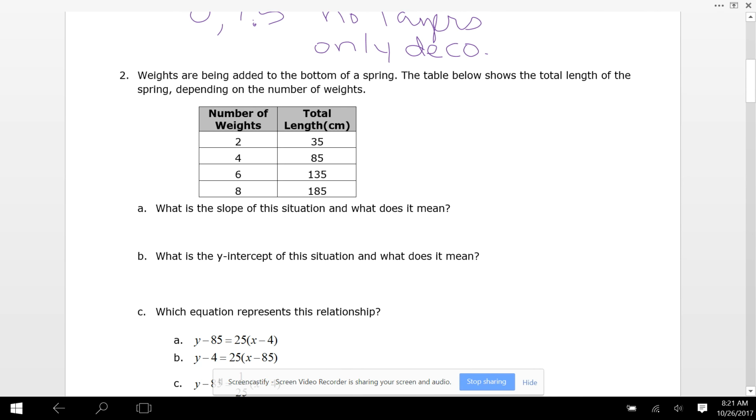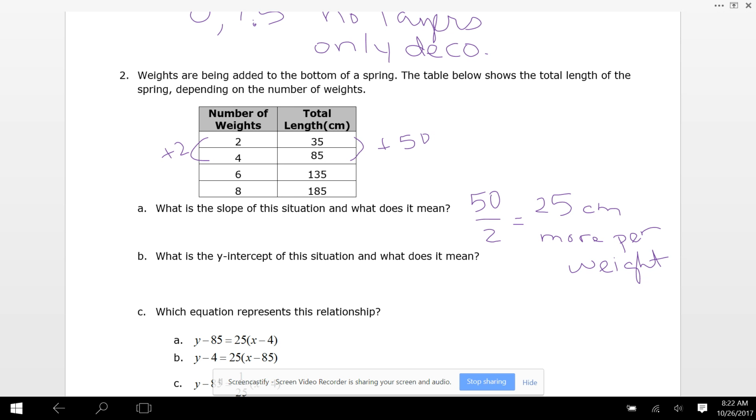Okay, so the slope is what I'm going up by, right? So plus 2, plus 50. So the slope is 50 over 2 or 25. It means 25 centimeters more per weight. So each time you add a weight, one weight, it's going to increase 25 centimeters, that spring that's being stretched.